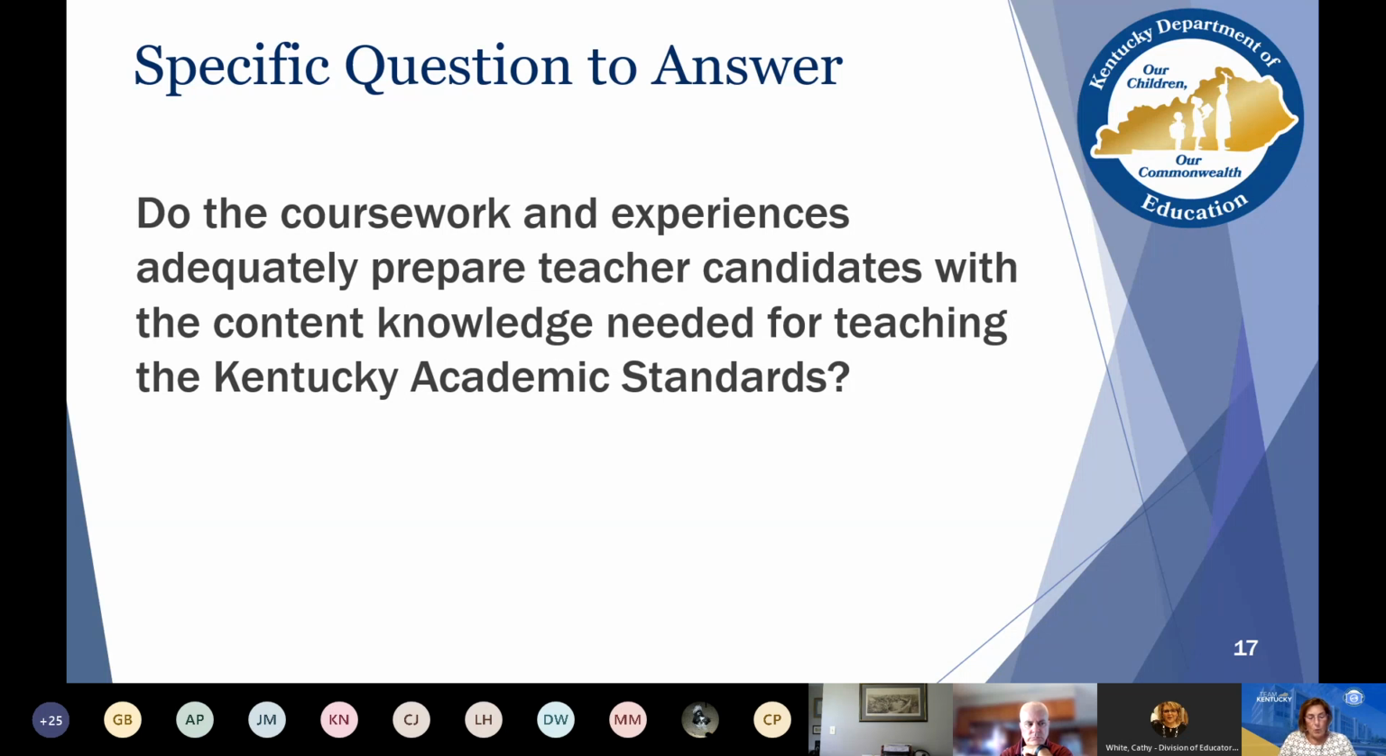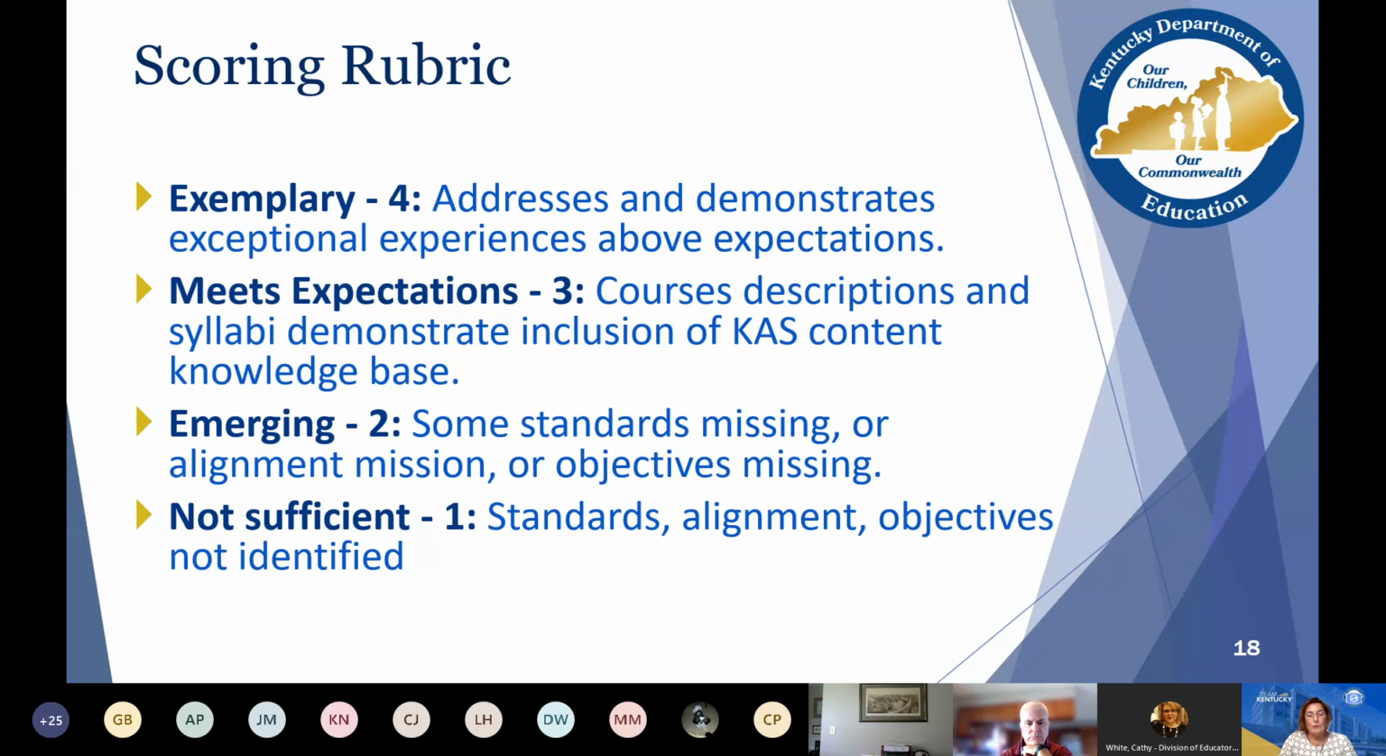The scoring rubric that we use for this Kentucky academic standards part, again, is a 4-3-2-1. The fourth goes above and beyond. 3 is what we're looking at, is do the course descriptions and the syllabi demonstrate inclusion of the Kentucky academic standards content base? One of the things that we need to look for here is that there is an expectation that this would be beyond just giving us standards numbers, that the candidate in their lesson plans have addressed the Kentucky academic standards 1, 9, and 14, or whatever they are.